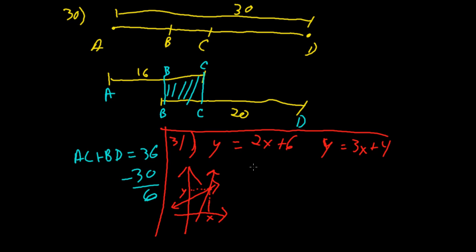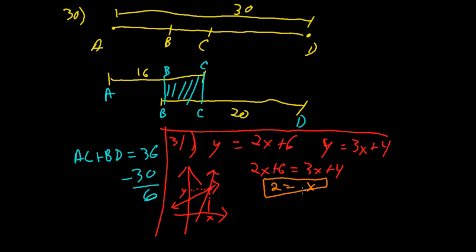We can say that 2x plus 6 is equal to 3x plus 4, because remember, their y's are the same exact values since they're at the exact same spot. Now we can solve for x using simple algebra. I subtracted the 4 and subtracted the 2x, and we get 2 equals x.